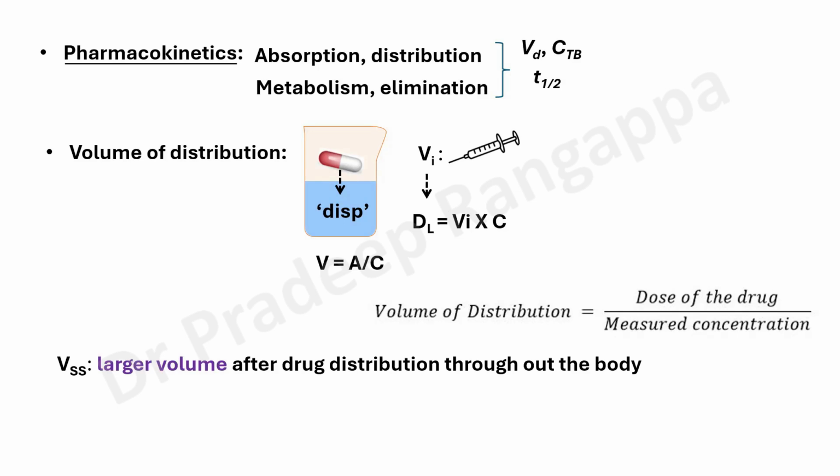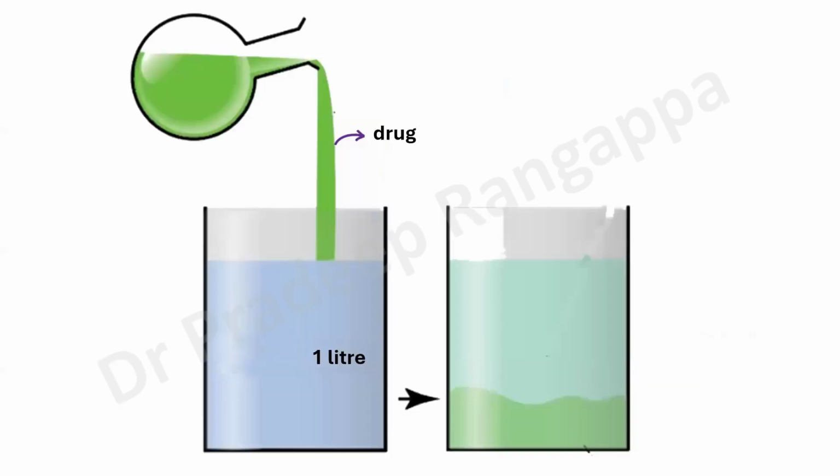And there's something called steady state volume, which is the larger volume after drug distribution throughout the body. So these are all certain technical nuances. If you can, remember them. Otherwise, just bear in mind what is volume of distribution. If you remember that, that's good enough. It is the volume in which the drug concentration is attained, and that is calculated by the dose of the drug divided by measured concentration. And the rate of drug administration is equal to the rate of drug elimination. These are some of the derivatives that one needs to keep in mind.